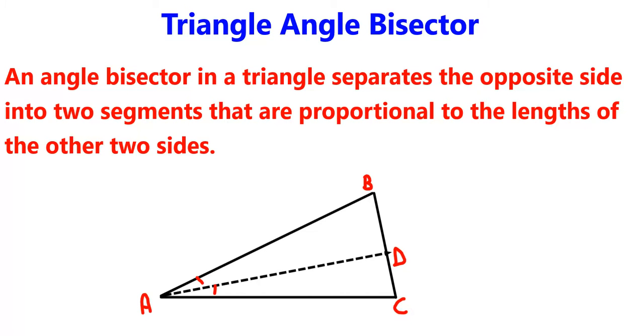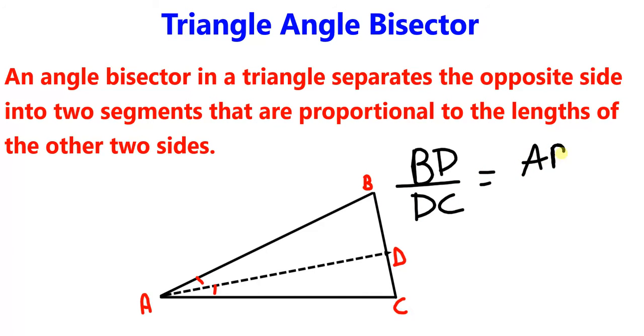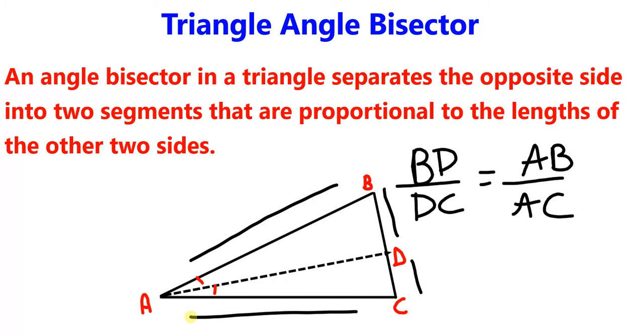An angle bisector in a triangle separates the opposite side into two segments that are proportional to the lengths of the other two sides. So what that means is the ratio of BD to DC is equal to AB to AC. So here to here, here to here.